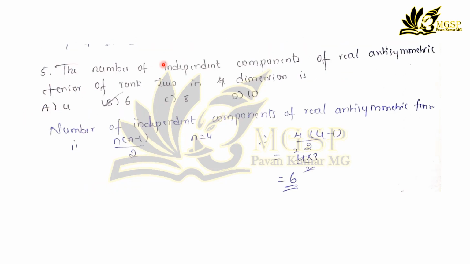Next comes: the number of independent components of a real antisymmetric tensor of rank 2 in 4 dimensions is. Here the tensor is antisymmetric, so the number is n(n minus 1)/2, where n is the dimension. n is equal to 4, so 4 into 4 minus 1 by 2, that gives 6.